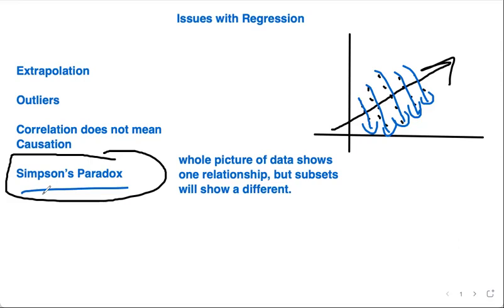So you need to make sure you're aware of what the definitions are for these issues with regression. Again, extrapolation is predicting far outside, above, or below a reasonable range of data. Outliers or influential outliers are extreme points far away from the clump of data. Just because two things are correlated does not mean one causes the other. And Simpson's paradox is where one interpretation shows one relationship, but looking at individual parts of it might show a different one.